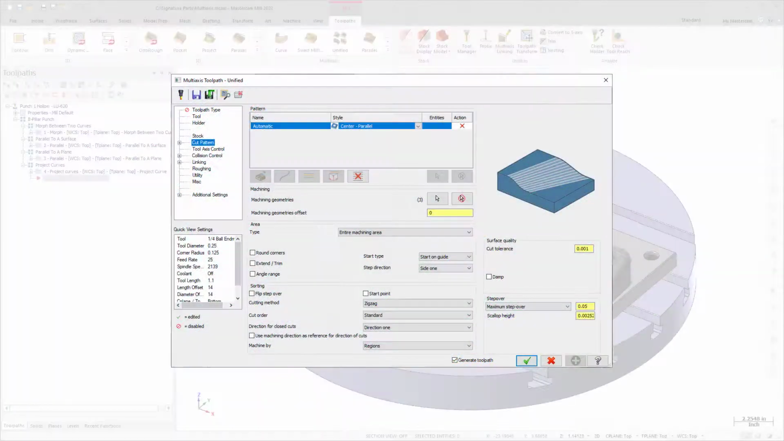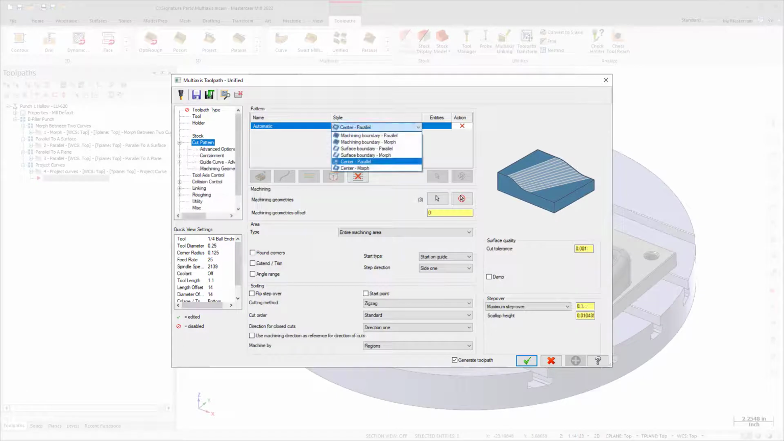The geodesic automatic pattern takes the extents of the geometry you have selected and tries to find its boundary. It then creates, based on the style you choose, a toolpath that is either parallel to the boundary or morphs between a central shape and the boundary.